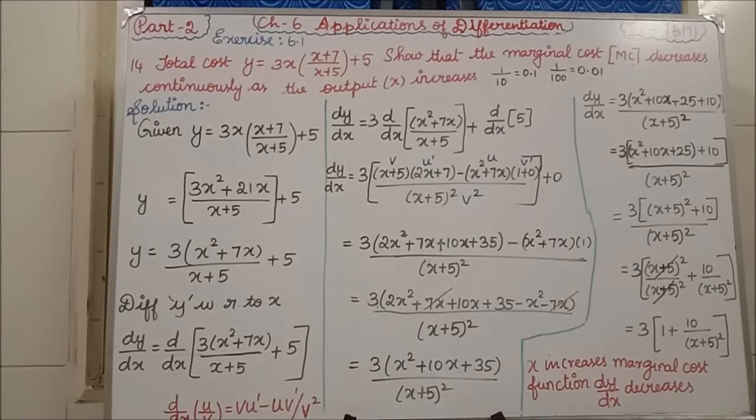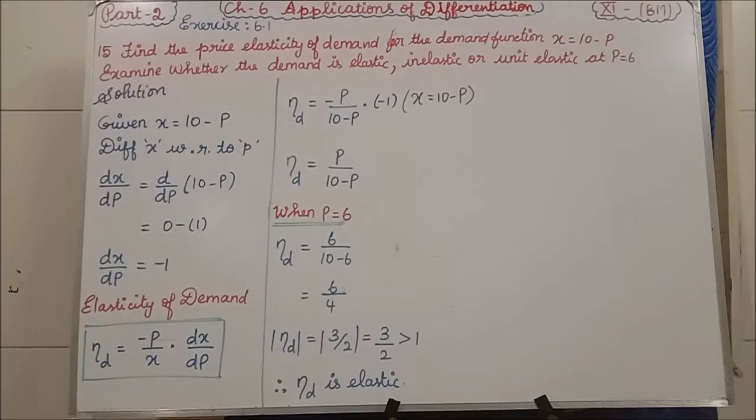Yes. Next we are going to see the 15th question. See the question. Find the price elasticity of demand for the demand function x equal to 10 minus p. What do we have to find? We have to find the elasticity of demand. So what is the elasticity of demand formula? Elasticity of demand, denoted by eta d, is equal to minus p by x dx by dp. This formula we already learned in part 1 session. Do you remember this? Based on that, you have done the elasticity of supply homework also, isn't it?